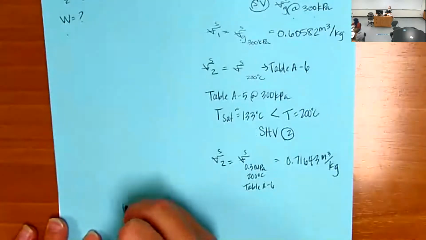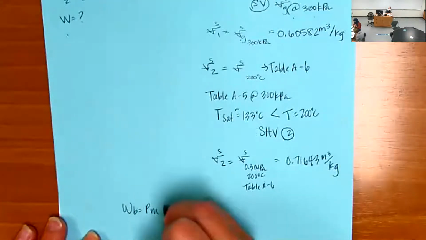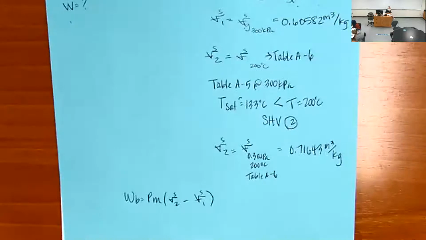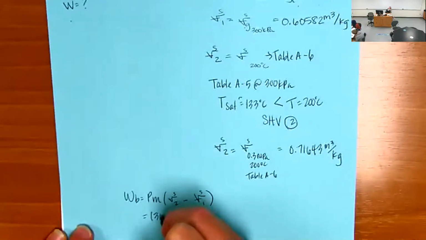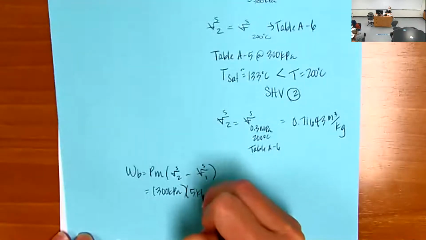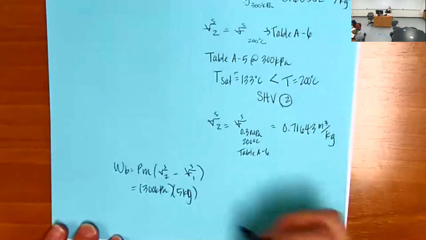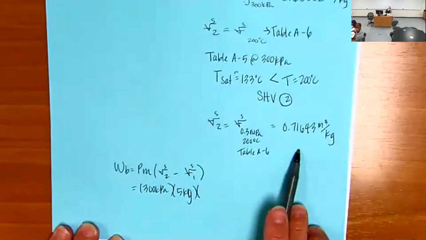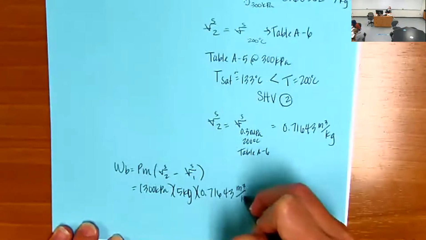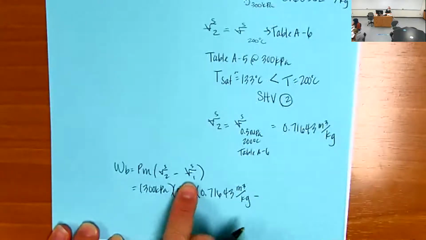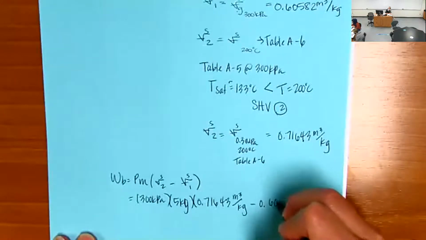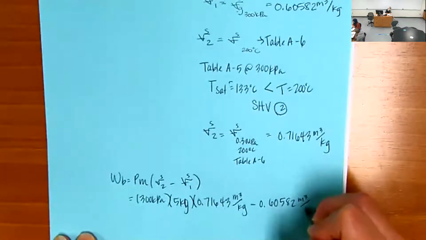So here we have our boundary work is equal to our pressure times mass times specific volume at 0.2 minus specific volume at 0.1. Our pressure is constant at 300 kilopascal. Our mass is 5 kilograms. Our specific volume at 0.2 is going to be the superheated vapor specific volume, 0.71643 cubic meter per kilogram. And our specific volume at 0.1 is going to be from our saturated vapor, which is 0.60582 cubic meter per kilogram.